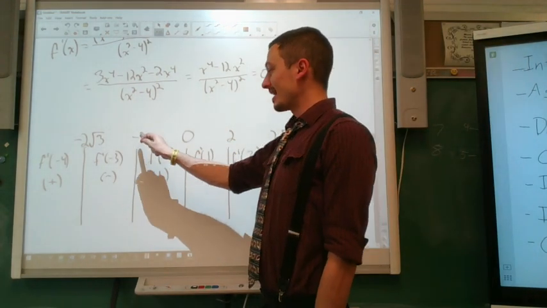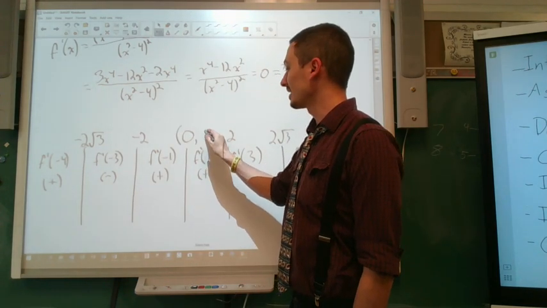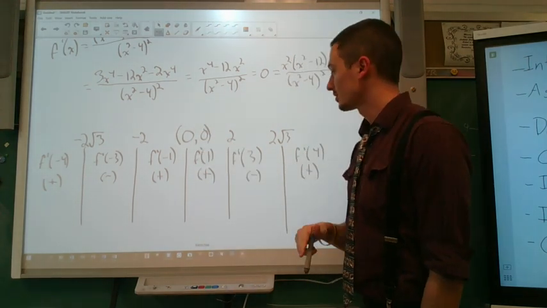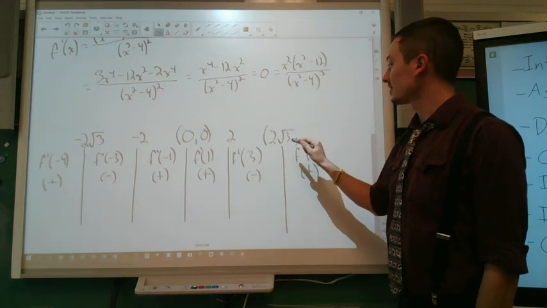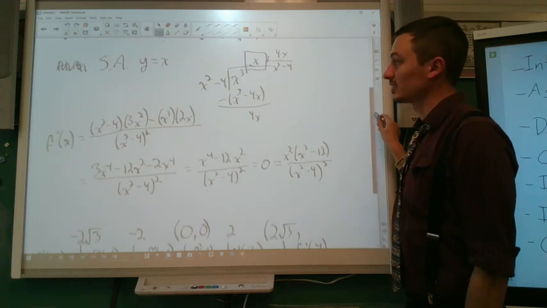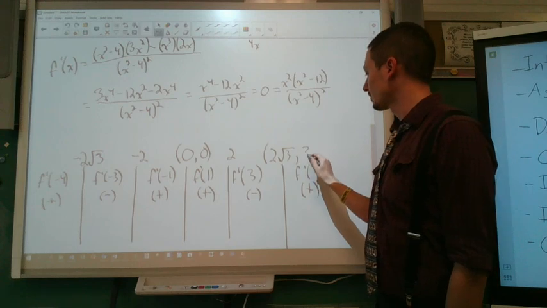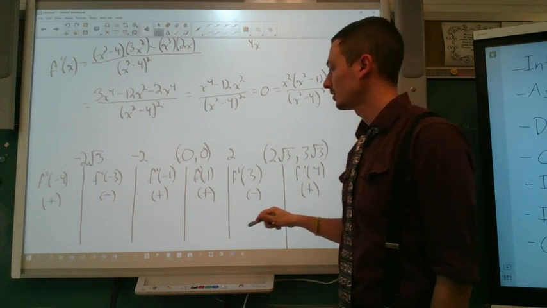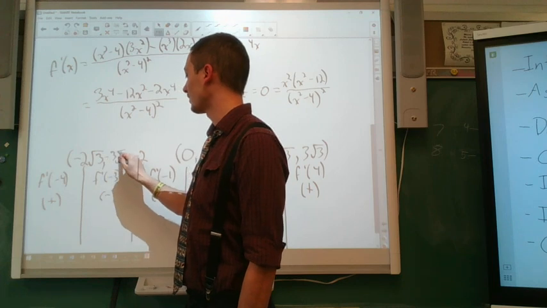This is an asymptote and that's an asymptote, so I can't find the critical points. I know I have a y-intercept and an x-intercept at 0, 0, so that's a point. If I put 2 square roots of 3 into the function, I should get 3 square roots of 3. And if I put negative 2 square roots of 3 into the function, I should get negative 3 square roots of 3.